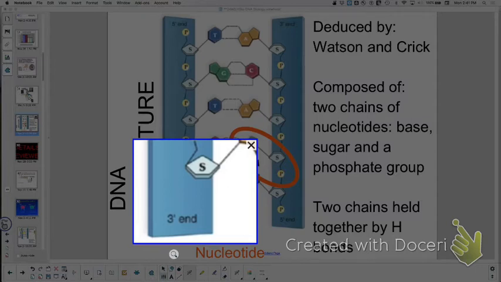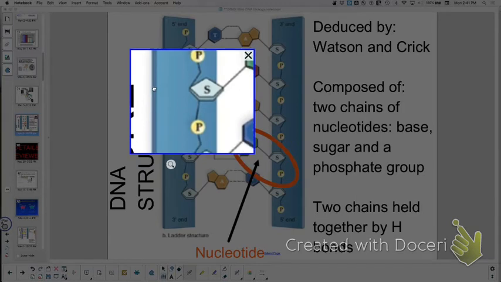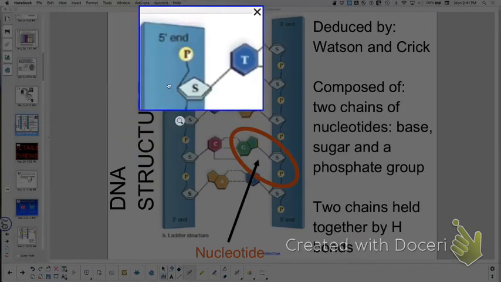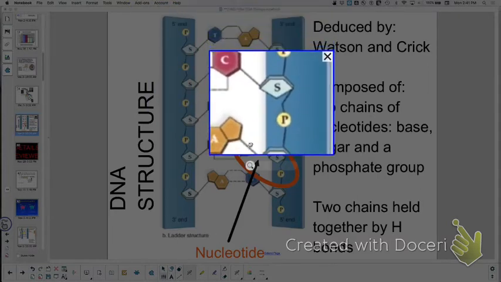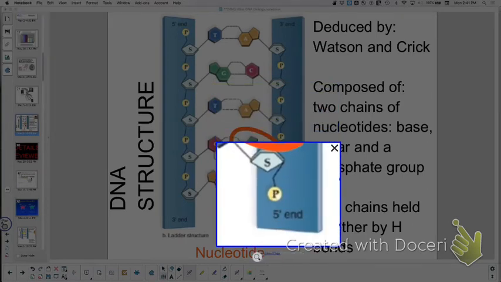They run 2 different directions. You can see all these houses look like they're right side up. Here is 1, 2, 3, 4. Chimney makes 5' end. When we go to the other side, it looks like the chimneys and the houses are upside down. Okay, so this is the 5' end.